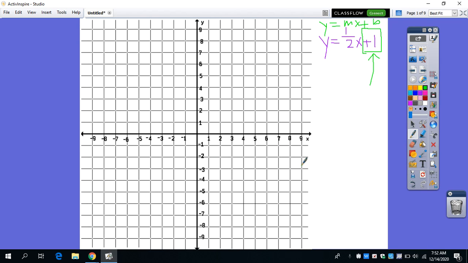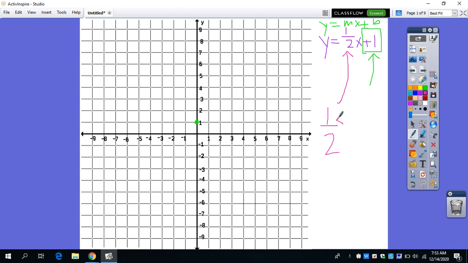Okay, you need 2 points to graph. Your first point is the number positive 1. So positive 1 on the y-axis is right here. Okay, that's your first point. You already did half of the work. So your second point is going to be depending on your slope. So you see how your slope is a positive 1/2. That means it's positive. So I'm going to go up.